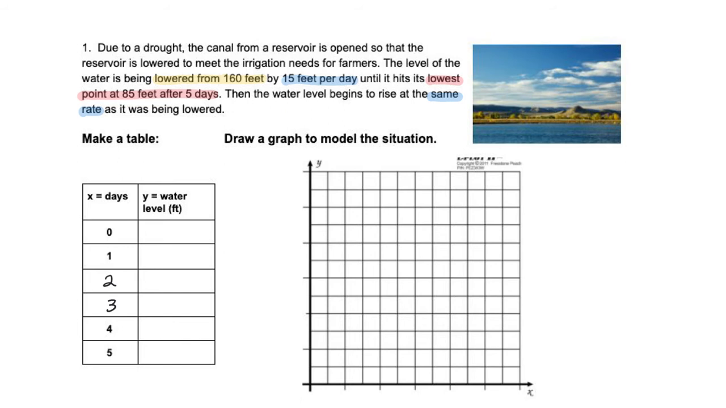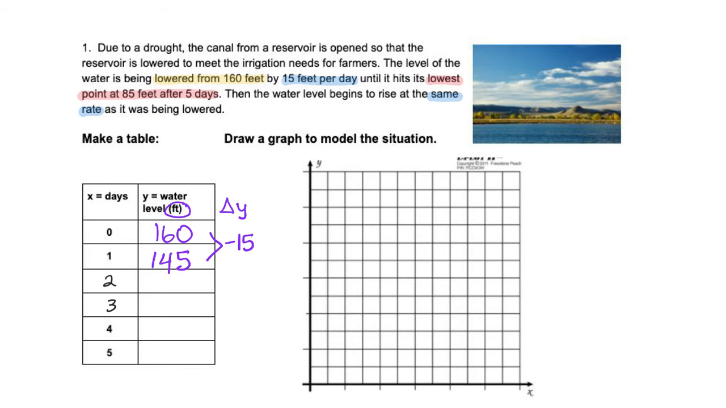So the first thing I'm going to do, I'm going to start with our table. We know that when no time has passed, the starting point is this 160 feet. So X is our number of days, Y is the water level. We start at 160 feet. Then it says we're losing water. The water is being lowered at 15 feet per day. That means on day 1, I'm 15 feet less. So, and I can denote that by a minus 15 for my change in Y. And 160 minus 15 is 145 feet. I'm not going to write feet because I have it labeled up here.